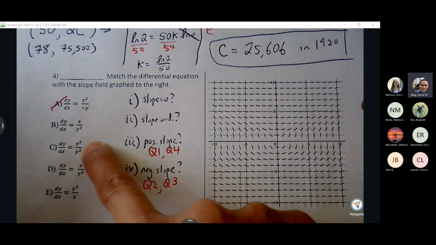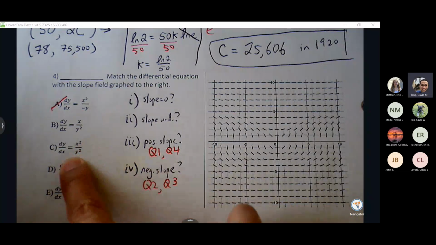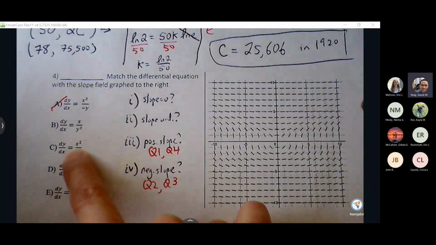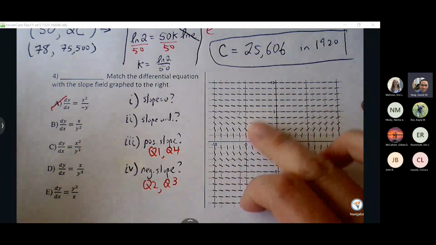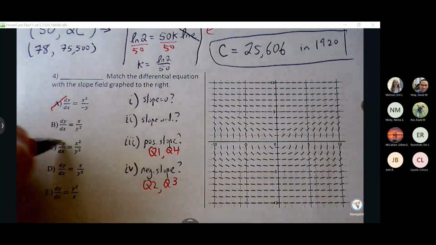X squared over Y squared. How do I know this is not right? This is always going to give me positive in return, right? Any ordered pair you plug in, it's always going to get squared. It's always positive. But we do see some negative slopes here. So this can't be right.